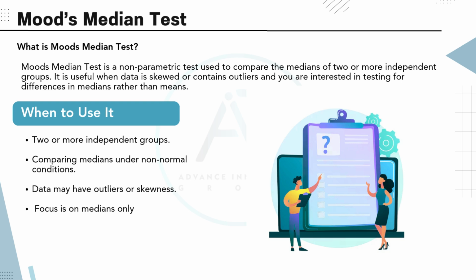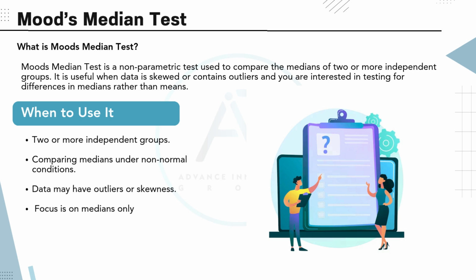First, it's used when you're dealing with two or more groups and you're specifically interested in the medians, not means. It's valuable when normality assumptions are violated, for example, if your data is heavily skewed or contains extreme values. Unlike other tests, this test focuses purely on median differences, making it robust and simple to interpret when mean-based tests like ANOVA may give misleading results.